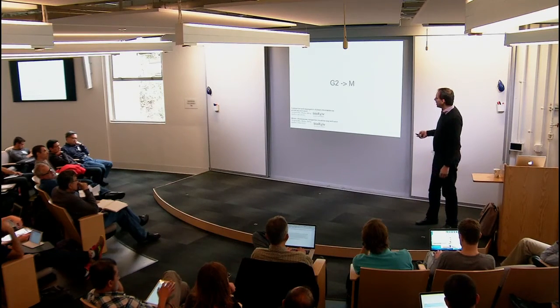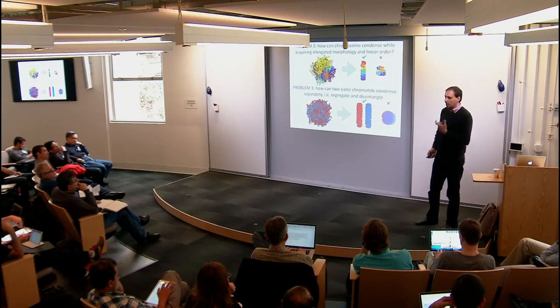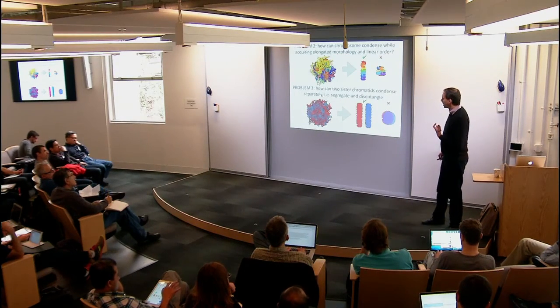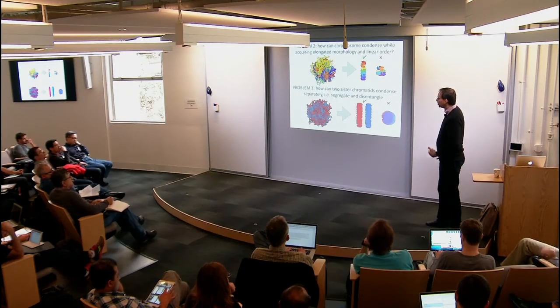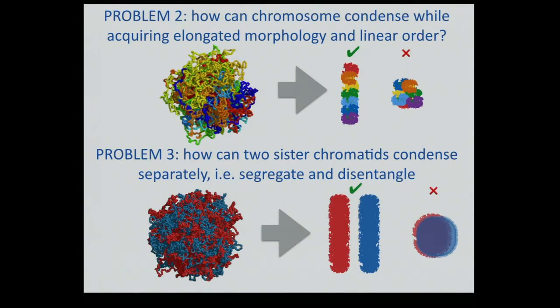So what would happen if I now simulate the same process, and can it help me to resolve two problems that, again, Nasmyth and Marko were writing about? One is that if I have a chromosome, the chromosome needs to condense into an elongated shape, and the shape should be ordered. So if I paint this polymer in a rainbow fashion, red regions should be here, orange there, and so on. Whereas if I just condense this chromosome, it will be condensed into a blob with mixed colors. So how can I get this? The second problem is, can I disentangle two sister chromatids? Can I segregate them into two separate chromosomes?